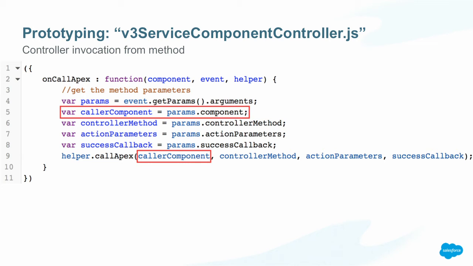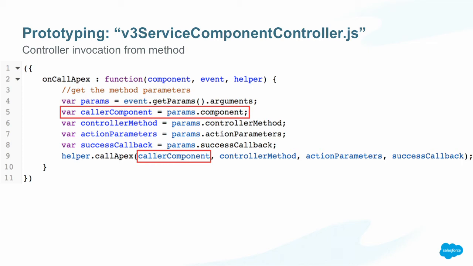Whenever you write controller methods, it does not matter from which event it's triggered. It's always component, event, helper. Always the same three parameters. It's really boilerplate code, always the same. So how can I get the parameters I defined in the Aura method? You have to do event.getParam arguments.